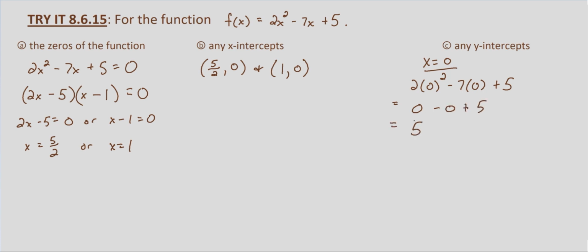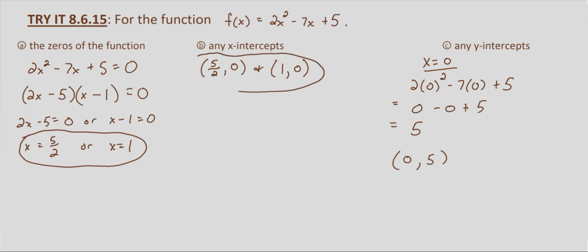So our y-intercept is 5, or, in other words, the point (0, 5). 0 is our x value. That's where it crosses the y-axis. And when x equals 0, y equals 5. Our function equals 5. So the zeros of the function are x equals 5 halves, or x equals 1. That leads to the x-intercepts of (5/2, 0) and (1, 0).